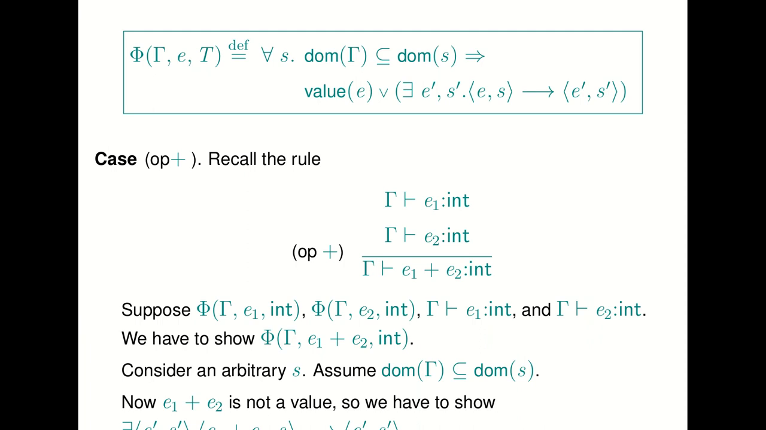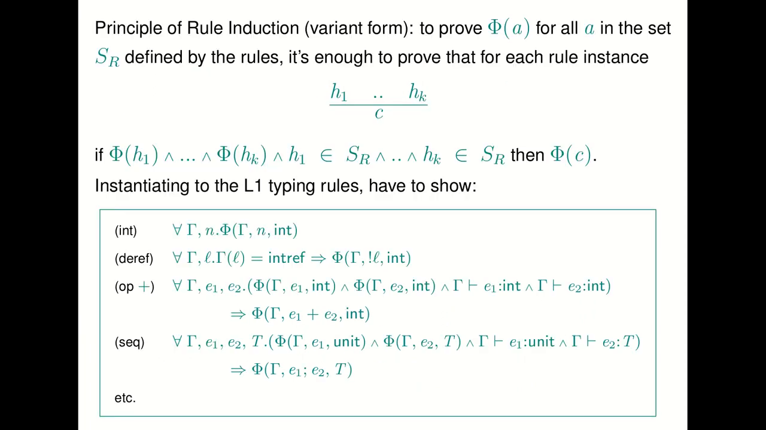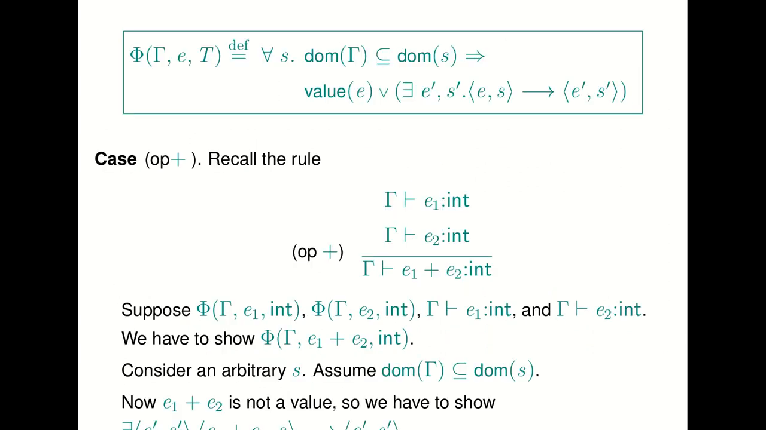Let's look at the op plus rule. It's going to say for any gamma, for any E1 and any E2, and we want to prove this by assuming we have an arbitrary gamma, E1 and E2. And now we're going to assume that we have progress for E1, we have progress for E2, and we have the derivation trees for E1 and E2. And what we want to do is show that progress holds for E1 plus E2.